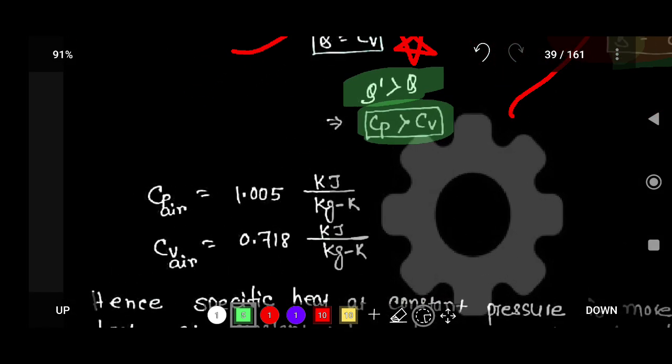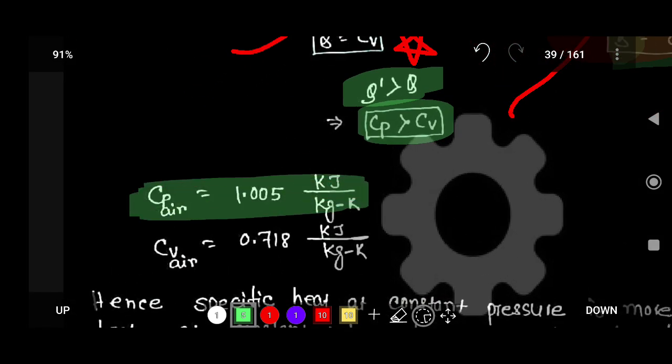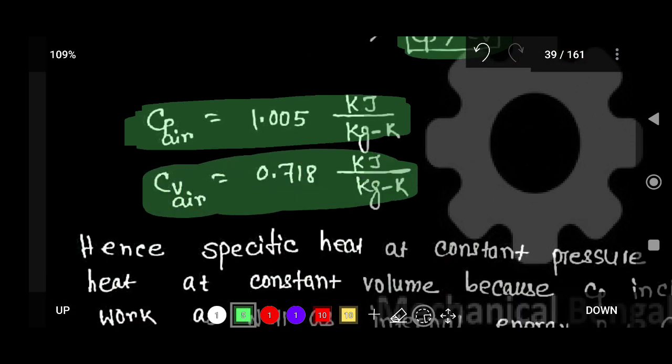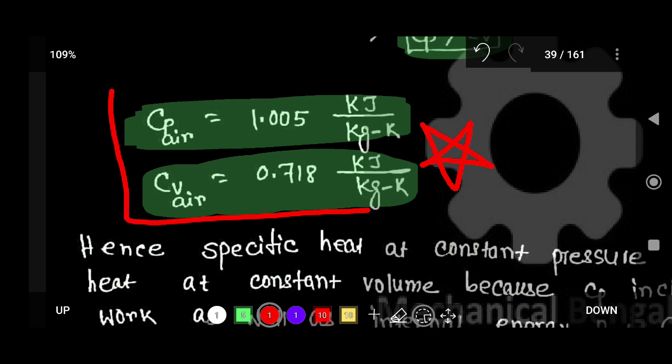Now Cp for air is equal to 1.005 kilojoule per kg Kelvin, and Cv for air is equal to 0.718 kilojoule per kg Kelvin. So remember this data. This is important for air. This is very, very important.